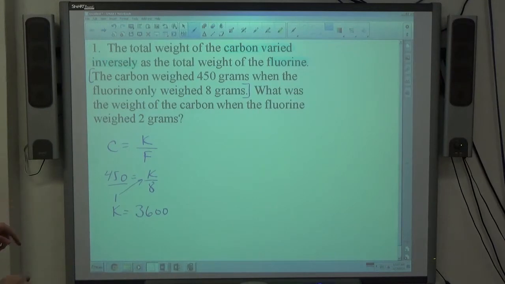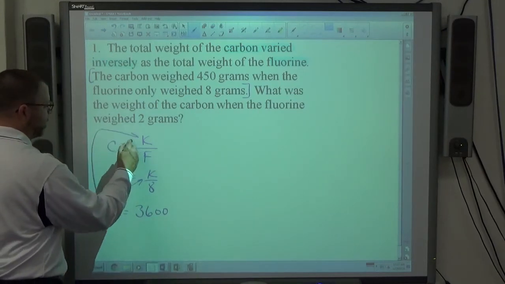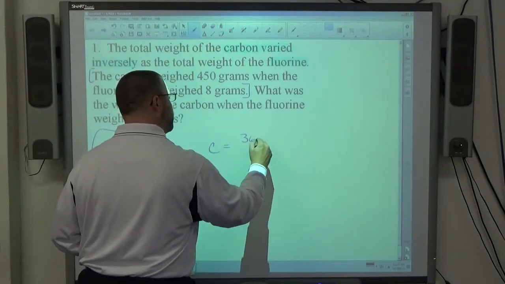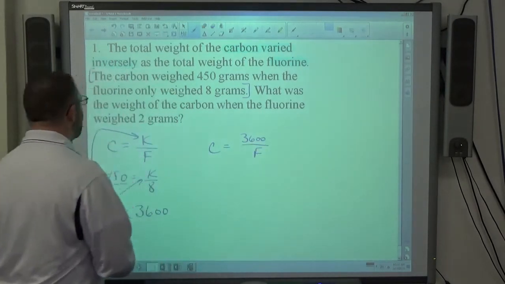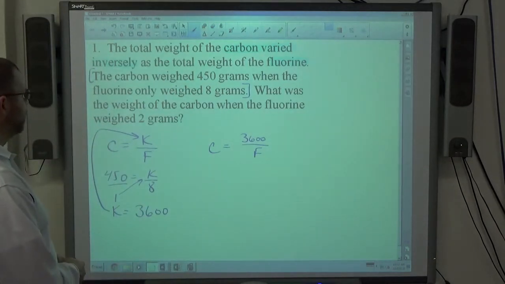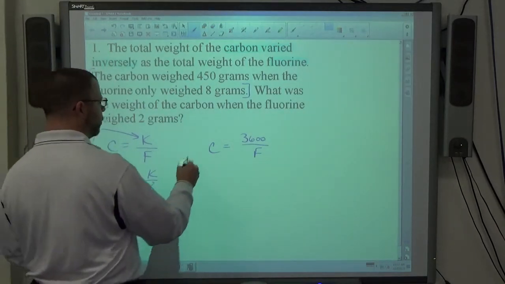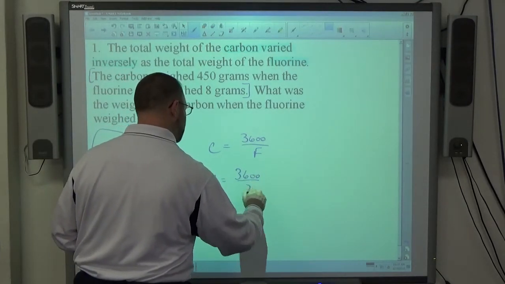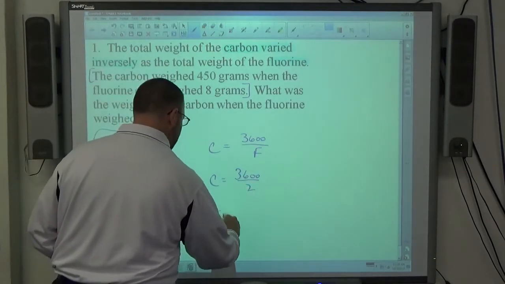And once I know that K is equal to 3,600, I go back and substitute back in the original variation statement. C equals 3,600 over F. What was the weight of the carbon when fluorine weighed 2 grams? So they want to know C when fluorine weighs 2. 3,600 over 2 gives me 1,800 grams.